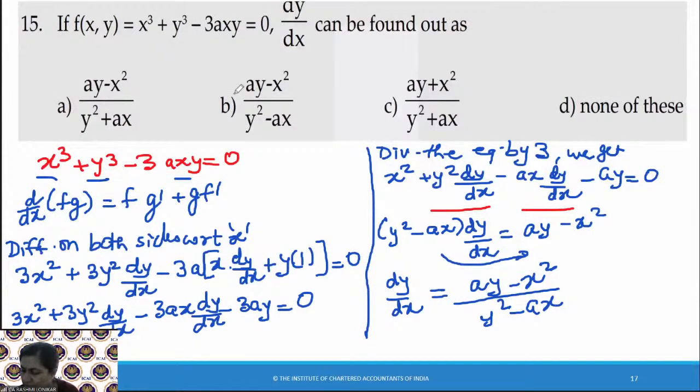Yes, Priyanka, second. Option B is the correct answer. Yes, Omisha. Very good, very good. Great. Good one. You're doing it fast and so that's really nice.